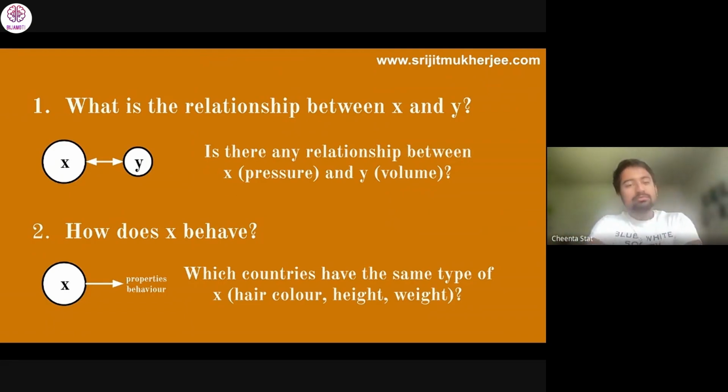For example, I've given X and Y. So it's asking the relationship between X and Y. You can see X and Y are two groups of variables, and we ask whether there's a relationship between X, pressure, and Y, volume. An example: if I ask you, how does X behave?